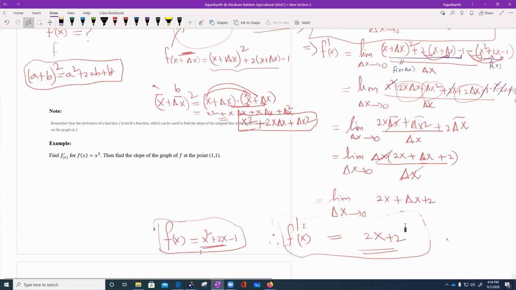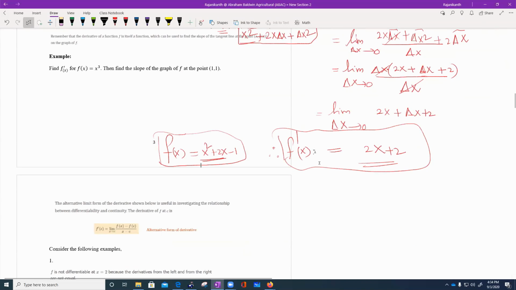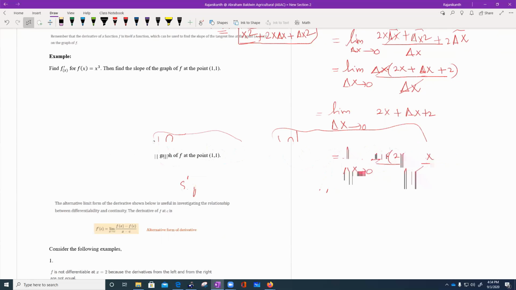Now this will tell you my derivative function is a kind of generalization. Suppose you want to find the slope of f of x at, say, x is 1. Let's see who is telling. How do you find the slope of f of x at x is 1?